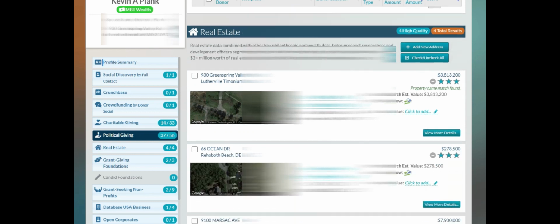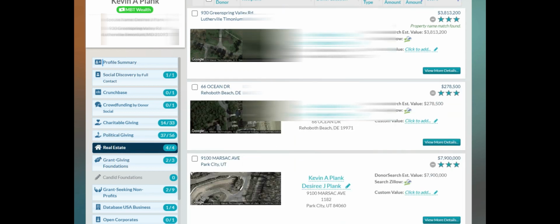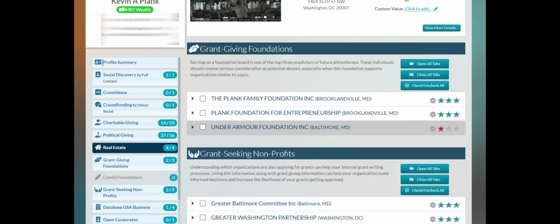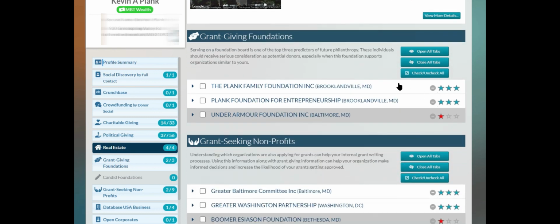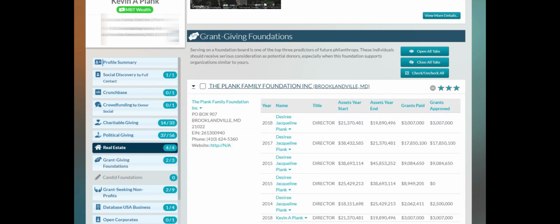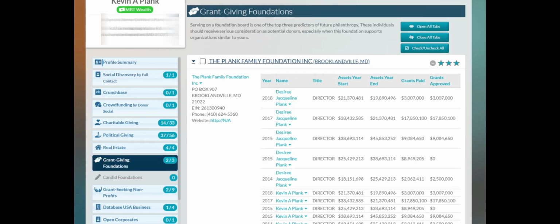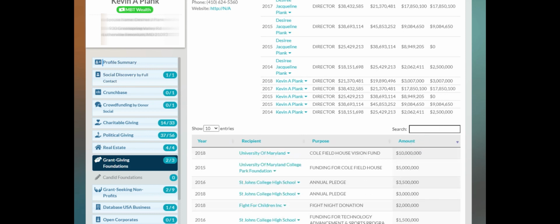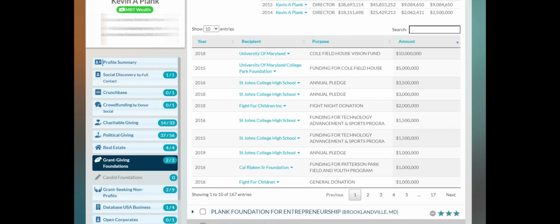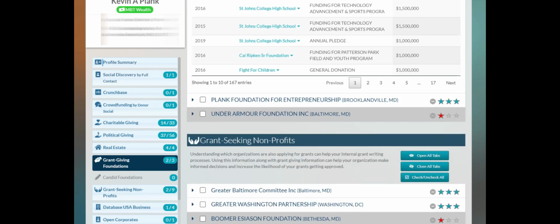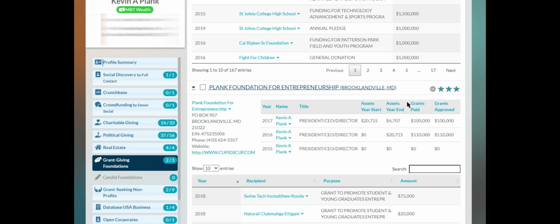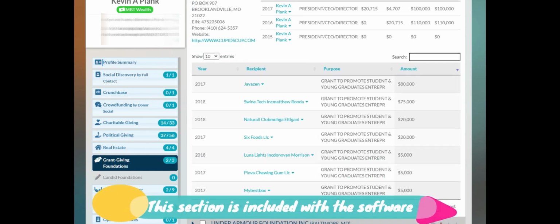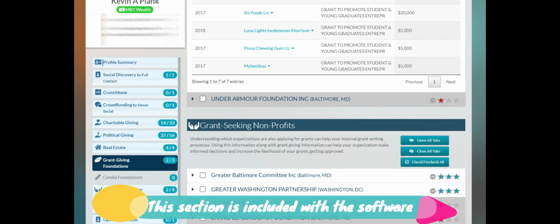We have every deed in the United States of America. If your donor owns a property, then it's very, very likely that we have the deed. We also look at grant giving and grant receiving foundations. Is your donor an owner of a foundation in their namesake? Do they make donations to other nonprofits through their family foundation, or do they sit on the board of a foundation and make donations to nonprofits like yourself? If your donor owns a family foundation, we will tell you how much money they are giving to other nonprofits and the year associated with that gift.